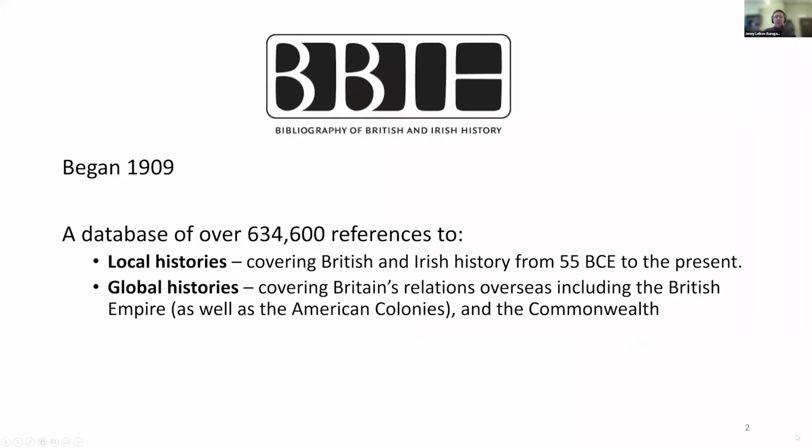So the bibliography itself is a list of secondary resources that have been written about British and Irish history since 1909. As you can see here, it contains over 634,600 references to British, Irish and Imperial history, as has been published from 55 BCE until the present day. So it not only covers British and Irish history, but also Britain's and Ireland's relations with overseas countries, including the British Empire, the American colonies, as well as the Commonwealth more widely.